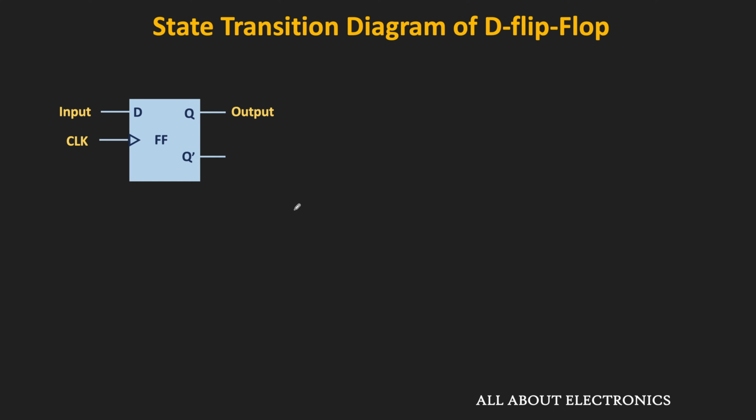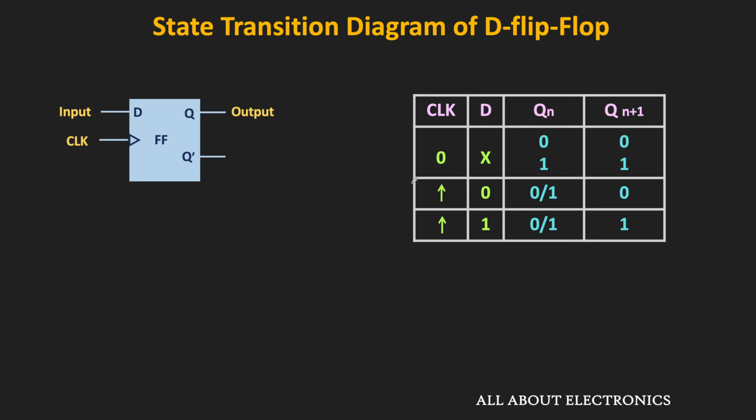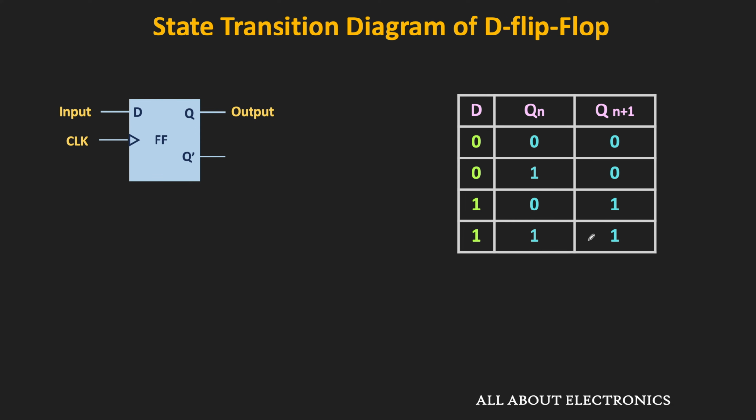In the earlier videos on the D flip-flop, we have already seen its state table. If the input of the D flip-flop is 0, then its output will also be equal to 0. And at the clock edge, when the input is equal to 1, then its output is also equal to 1. So this is the state table of the D flip-flop. In the flip-flop, we have only two possible output states, let's say S0 and S1. S0 is the state when its output is equal to 0, while S1 is the state when its output is equal to 1.